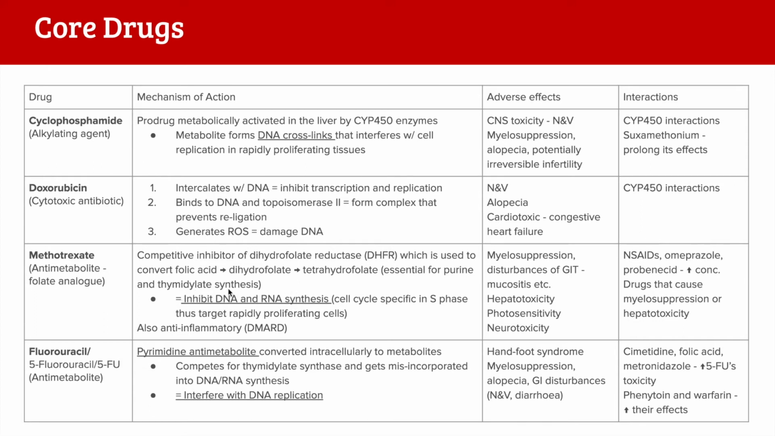So in general, what you have to know is that it's a folate analog, and therefore it inhibits DNA and RNA synthesis. So it's cell cycle specific in the S phase. And of course, this means that it targets rapidly proliferating cells again. So you'll find all the similar symptoms again of myelosuppression and disturbances of the GIT. Remember, the GIT lining cells are also rapidly proliferating, so it can cause mucositis and so on.